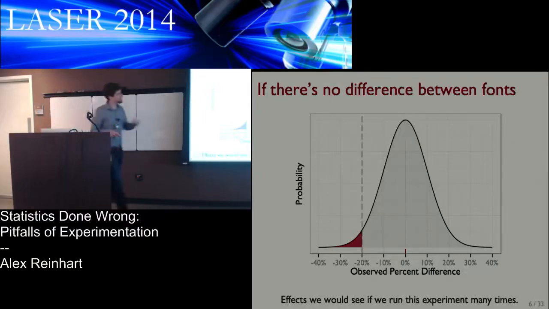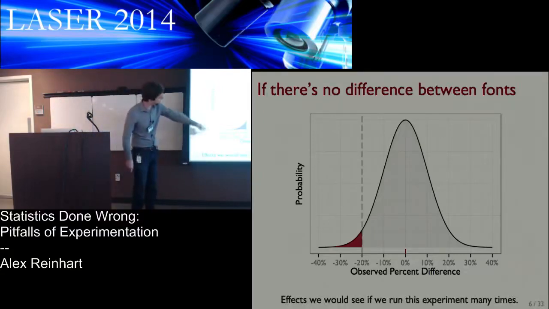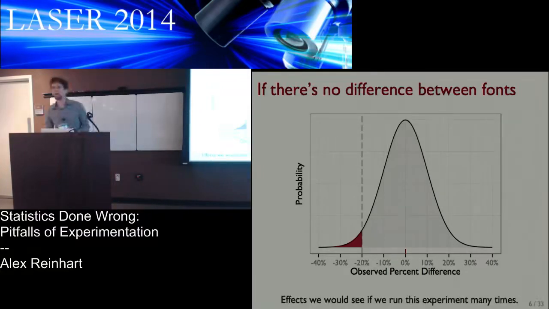So these are the results which would be very rare to get if font didn't matter. This is how we choose our statistical significance threshold. We say, all right, 20%. If we see a 20% decrease or more, that would be rare unless font actually mattered. So if we see that, we conclude font matters.